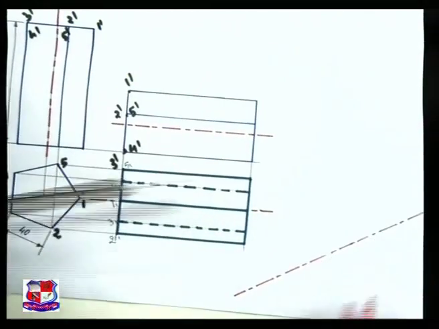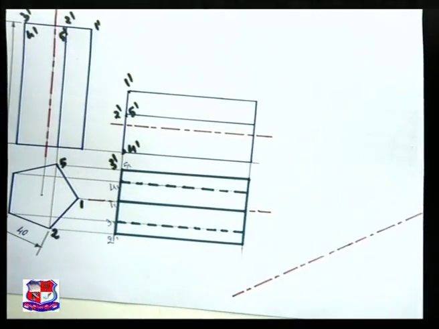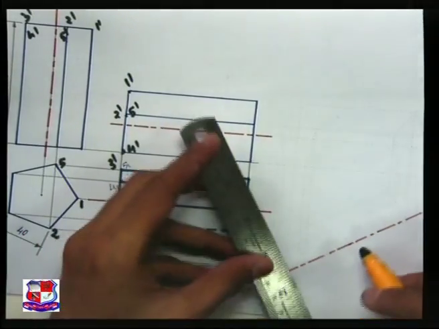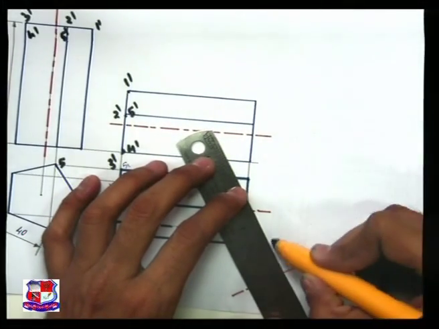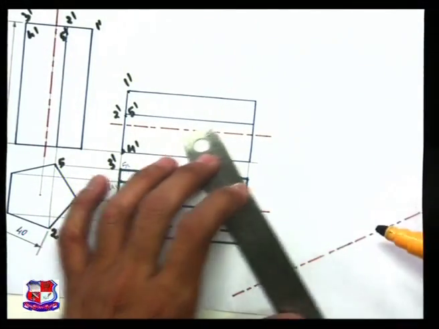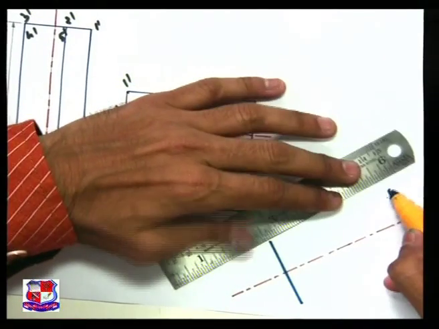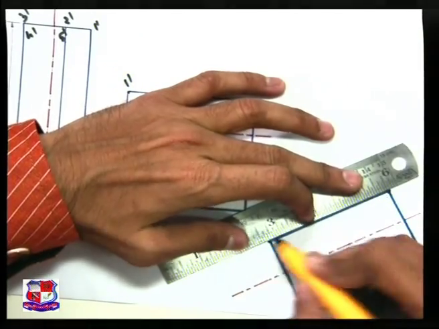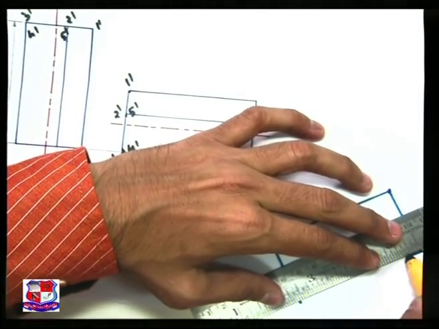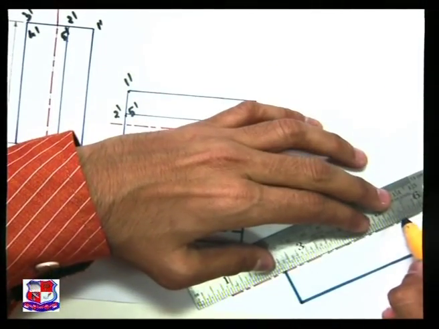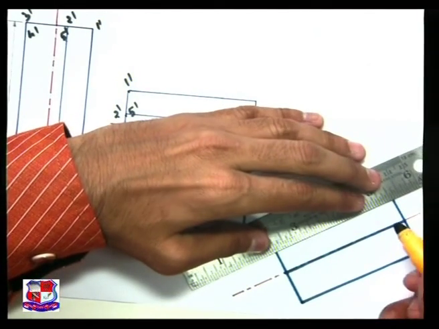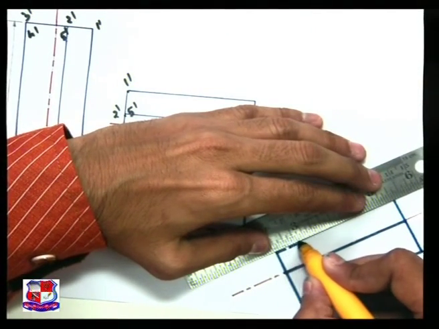Now after this axis is drawn, redraw this solid by measuring the distance or by drawing arcs from respective points. Just redraw. There are a number of methods of how to redraw, and we have discussed all the methods one by one, how to redraw this solid.